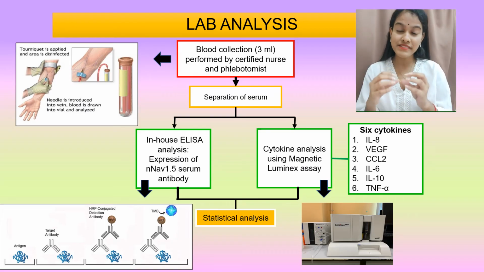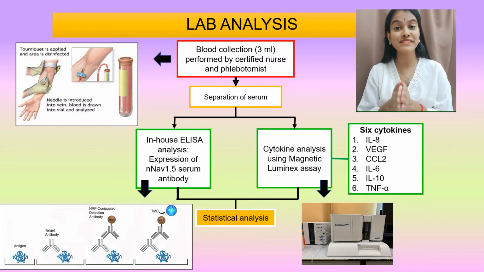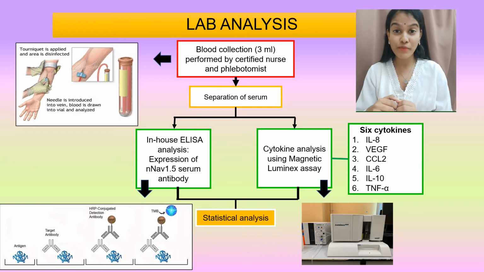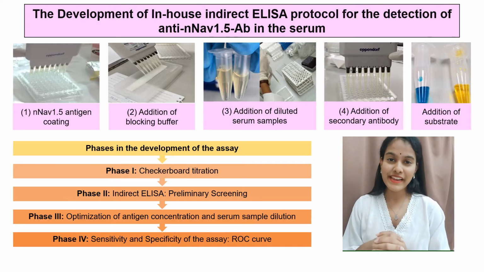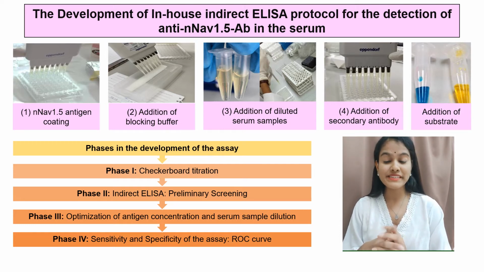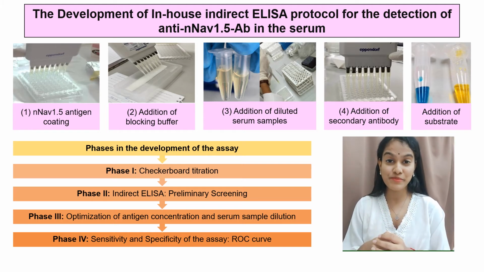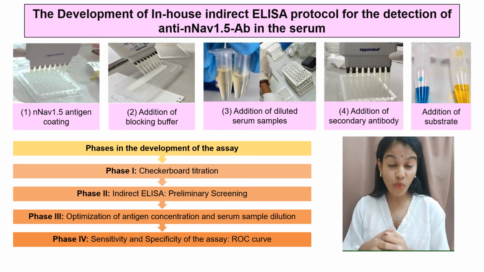The separated serum was subjected to in-house ELISA in order to detect the presence of anti-neonatal NAV 1.5 antibodies, followed by cytokine analysis. Since anti-neonatal NAV 1.5 antibodies are quite novel, we could not find a commercial ELISA kit in order to detect the presence of these antibodies. Therefore, we decided to develop our own in-house indirect ELISA assay.